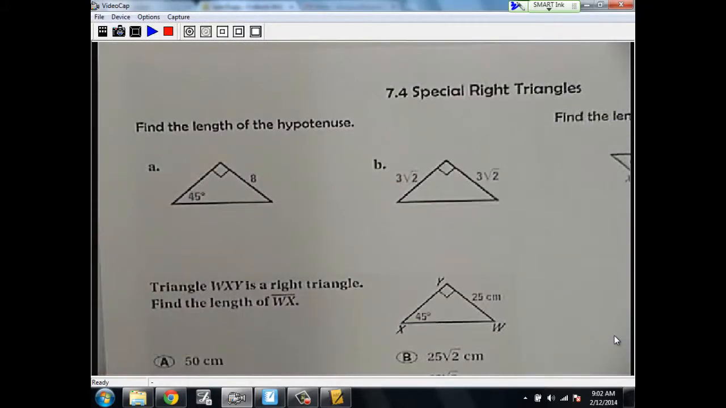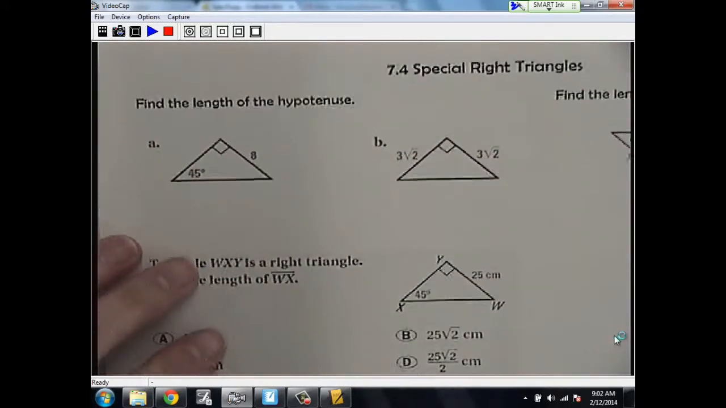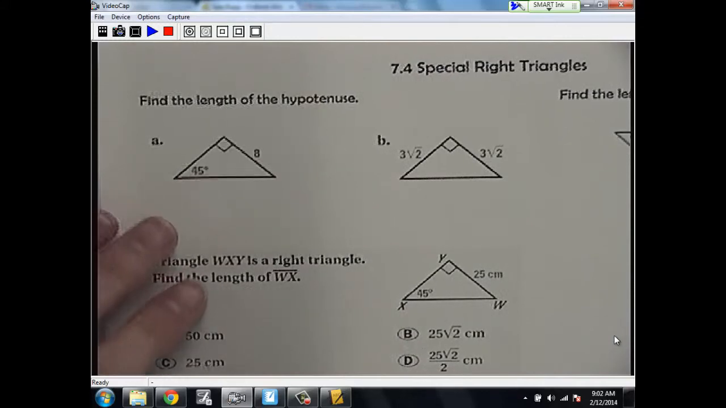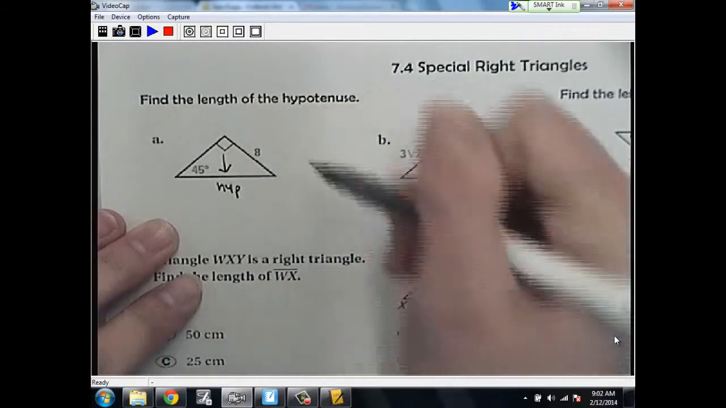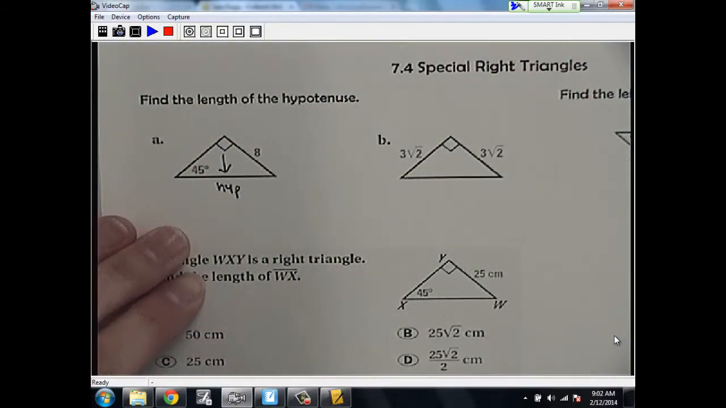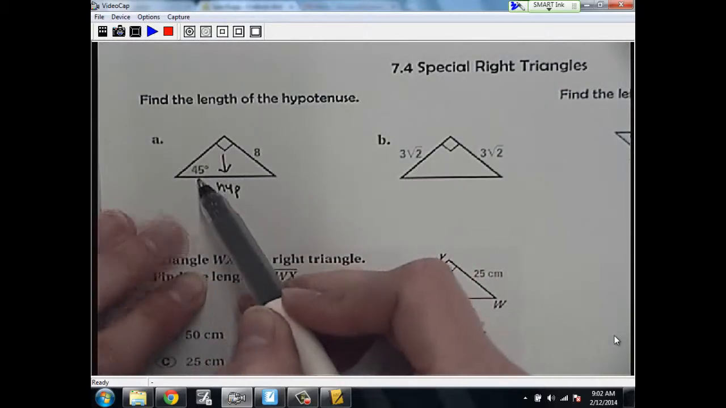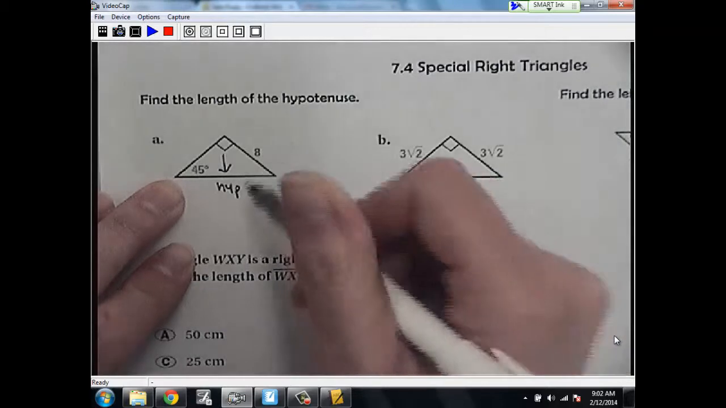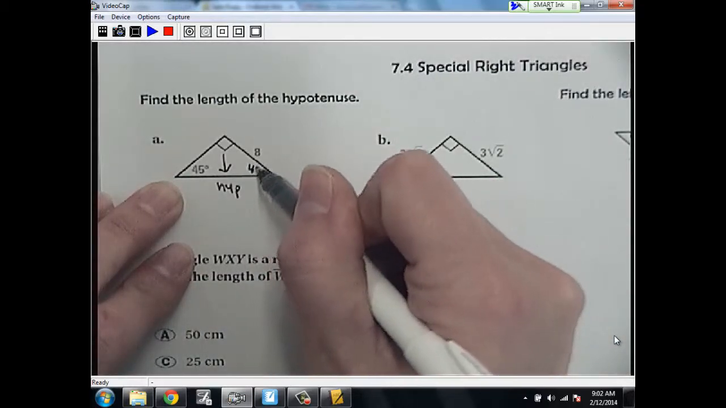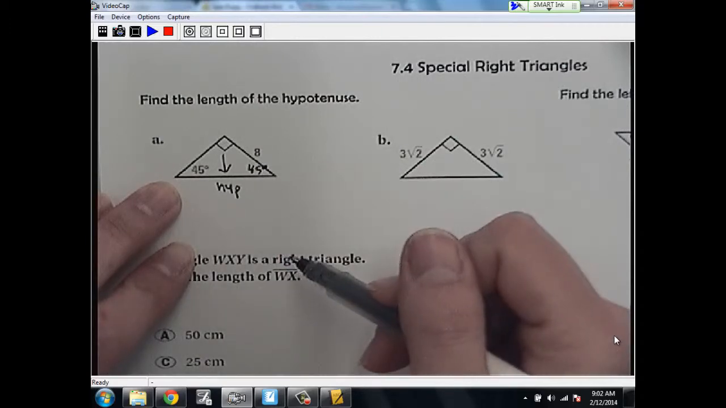I look at this first example, says find the length of the hypotenuse. My first question is, where's the hypotenuse? Across from the right angle, this is our hypotenuse, right? So we label that. And I need to know, are these the same length or are they different lengths? If this is 45 degrees and this is 90 degrees, how big is this one? 45 degrees, right? 45, 45, 90 degree triangle.